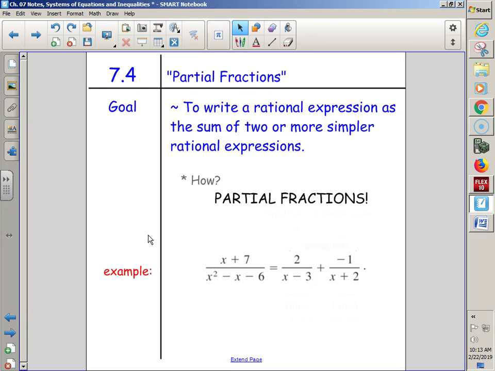Section 7.4, to write a rational expression. Rational, ratio. This sounds like chapter 2 or chapter 1. Aren't rational functions the ones that are fractions? And the answer is yes.